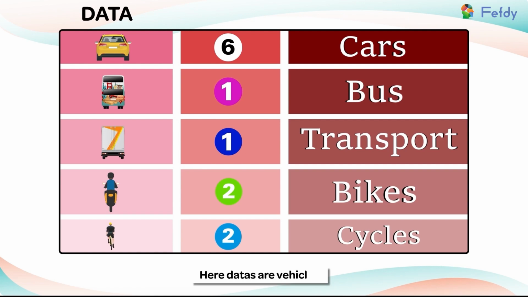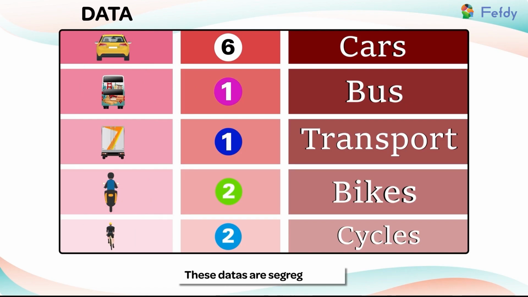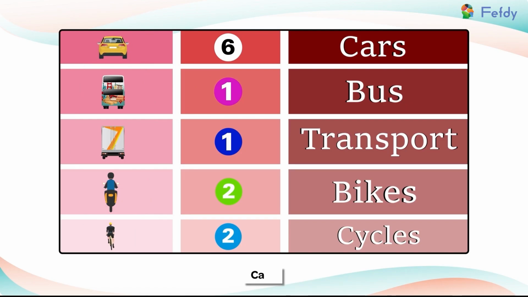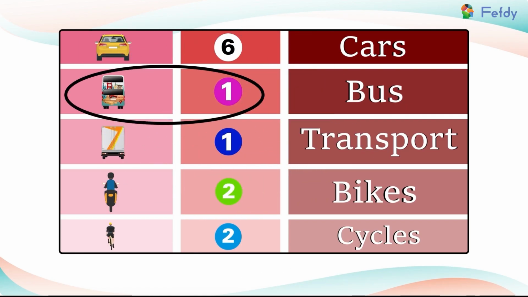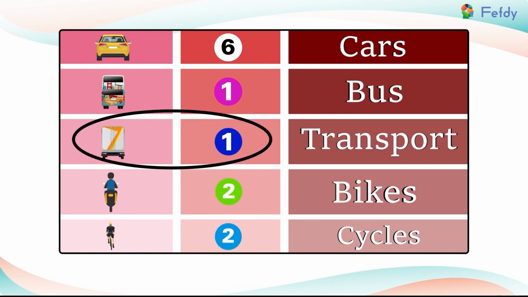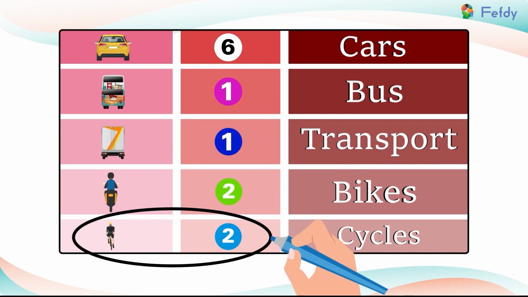Here, the data are vehicles. These data are segregated as cars, bus, transport, bikes, cycles. We counted each segregate as 6 cars, 1 bus, 1 transport, 2 bikes, 2 cycles.